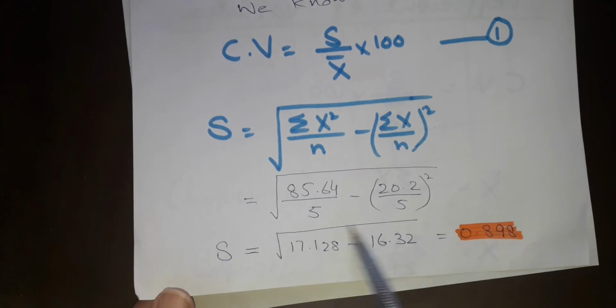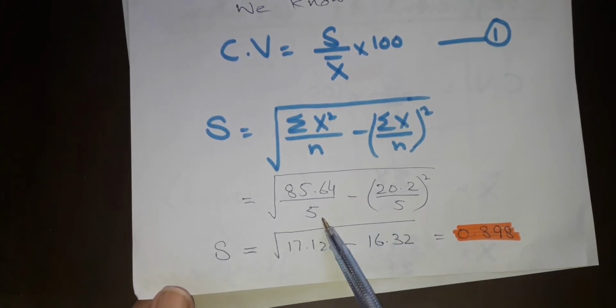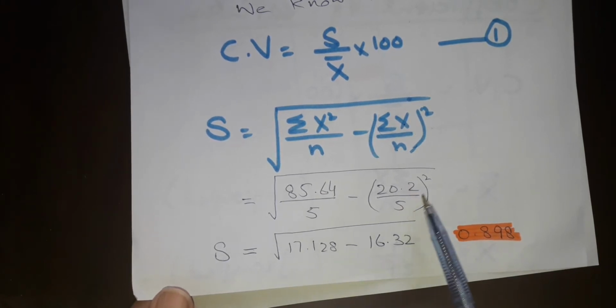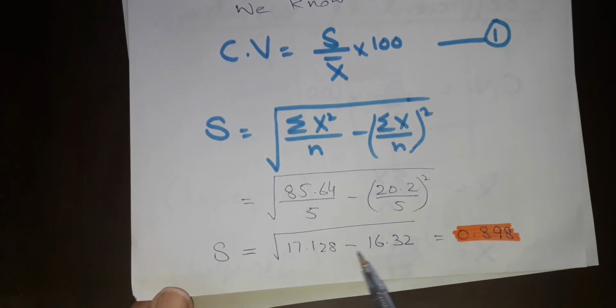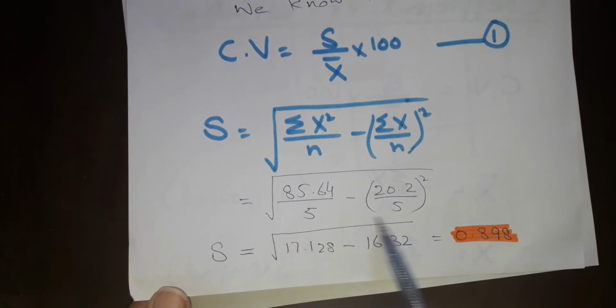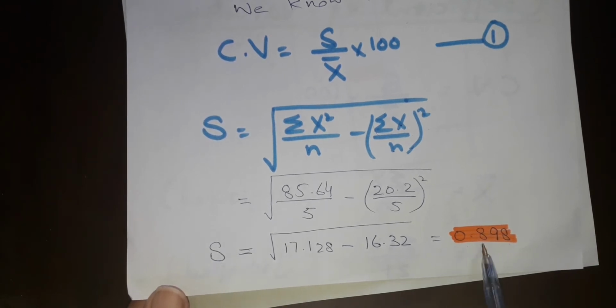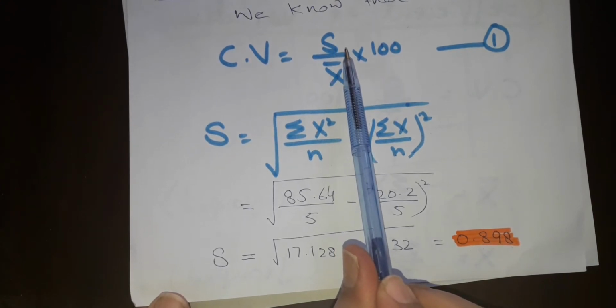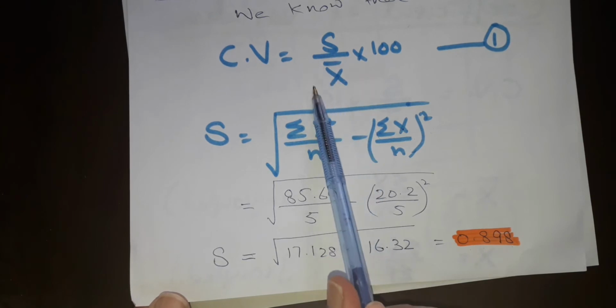Now how can I solve this one? Divide both of these and put the answer here. Divide these and square it and write the answer here. Then subtract both of these values and take the square root. This is the square root sign, square root or under root. Take the under root and we get the result 0.898. This is the result of S, standard deviation. Now we have the standard deviation result. What do we need next? The result of X bar.